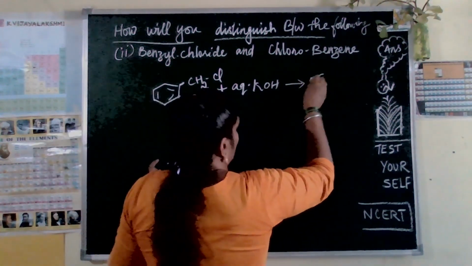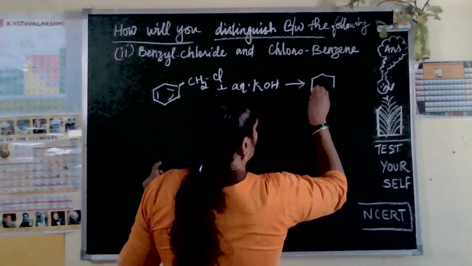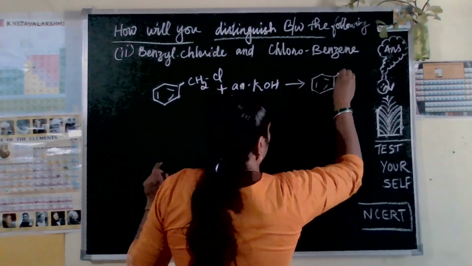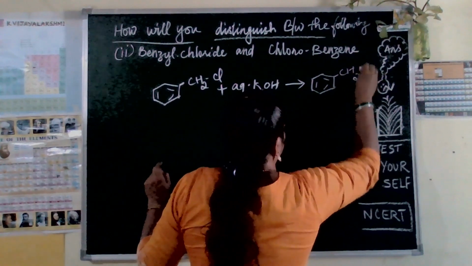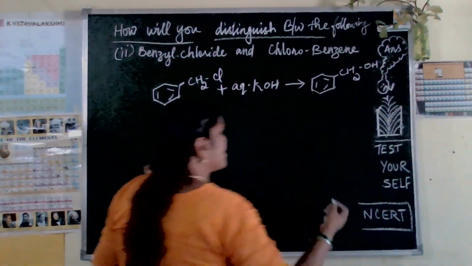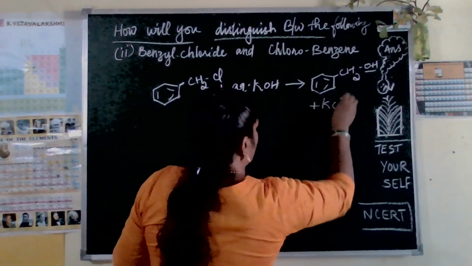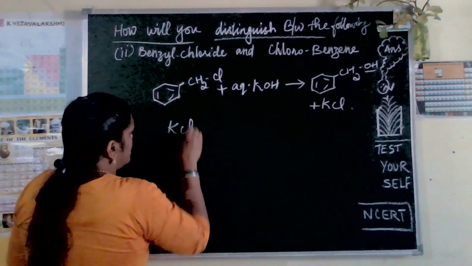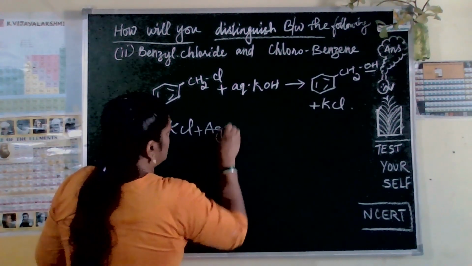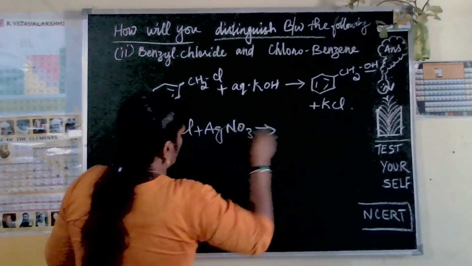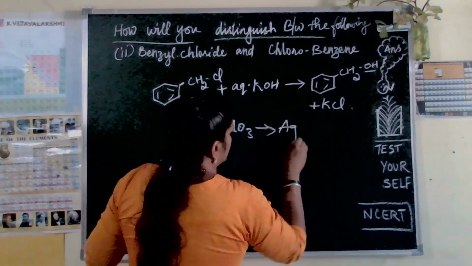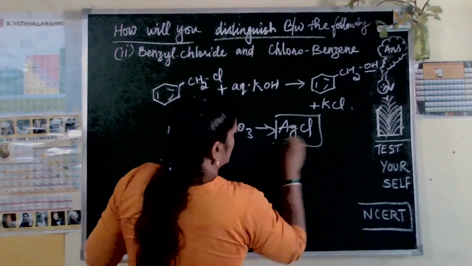What are you getting? Alcohol formation. What is that alcohol here? C6H5CH2OH, benzyl alcohol. We get benzyl alcohol plus KCl. This KCl reacts with AgNO3. What will you get here? AgCl.